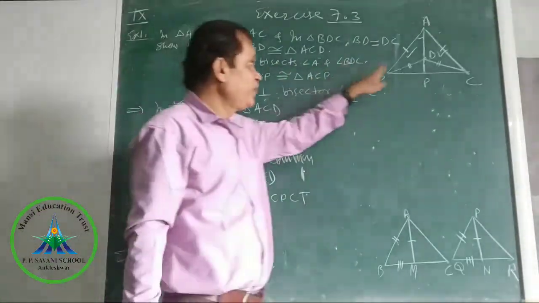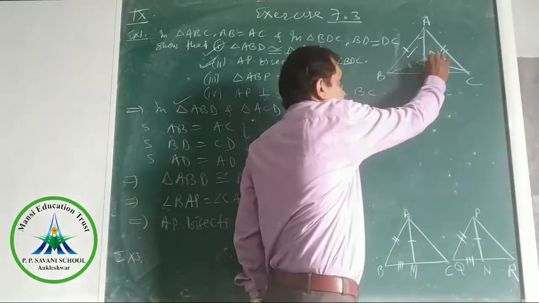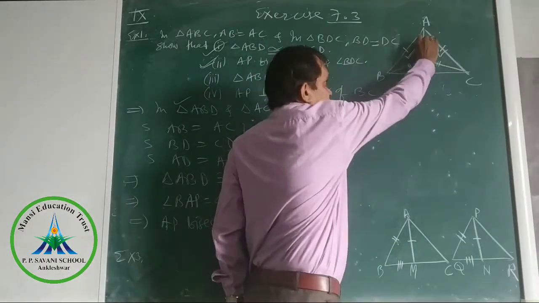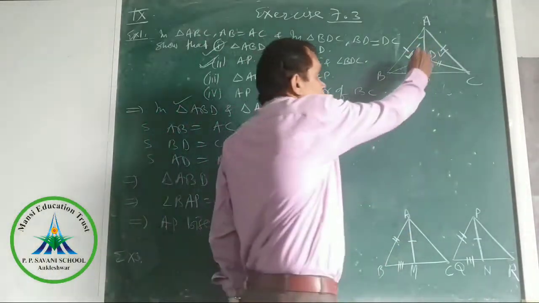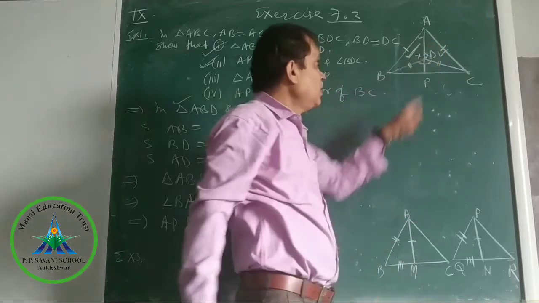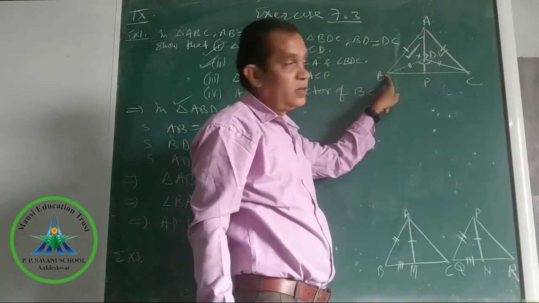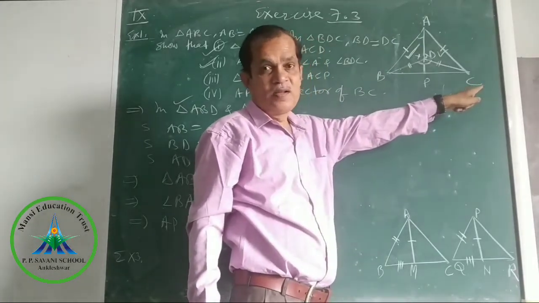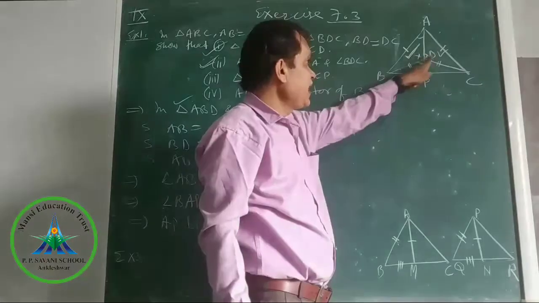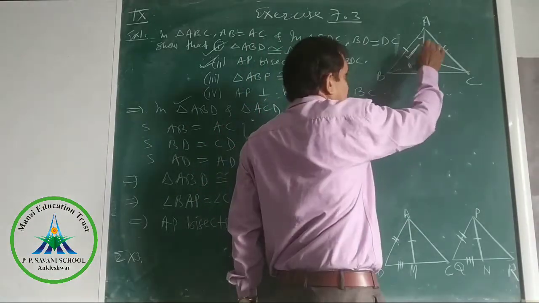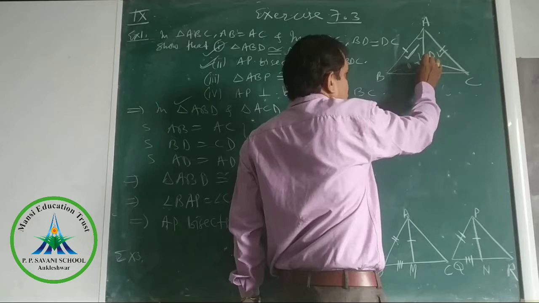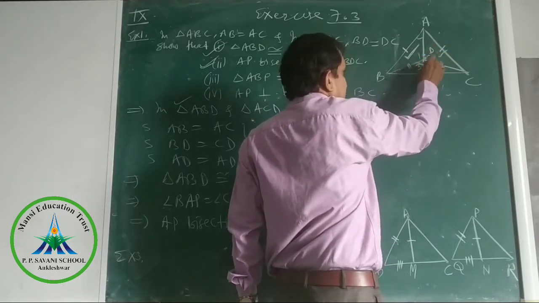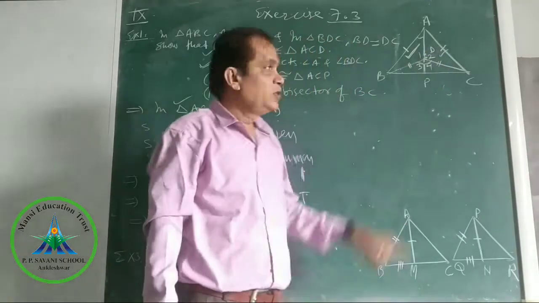Now BDC, this angle. See students, now in this first one, ABD and ACD, this angle ADB is congruent or equal to ADC, again simplicity. Right? So if we number these angles, I am numbering. Look here: 1, 2, 3, 4. See here, 1 equal to 2.